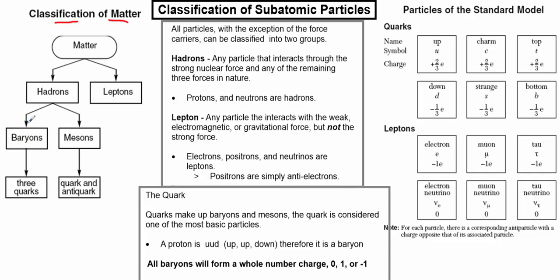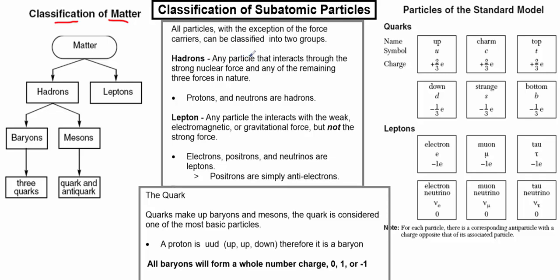All of your baryons are any combination of three quarks that makes a whole charge. All of your mesons are a combination of a quark and an antiquark that also creates a whole charge. I'll come back to that with examples in a second. Let's define hadrons a little further.